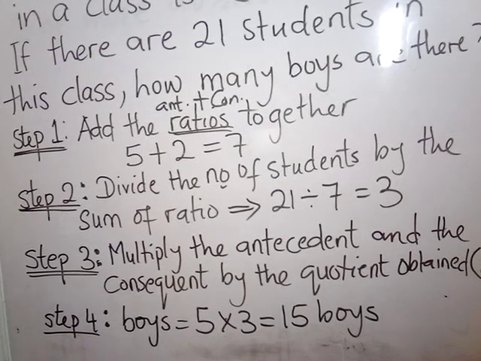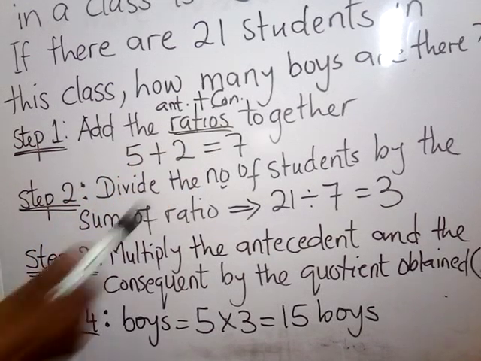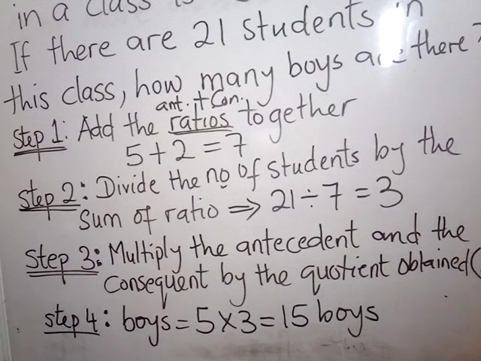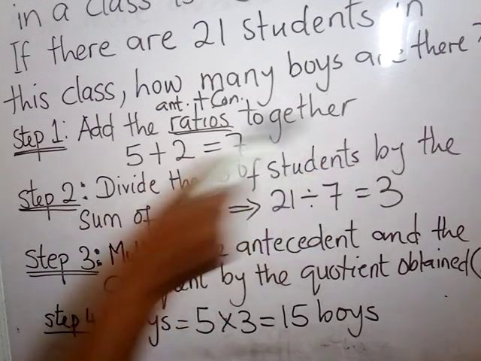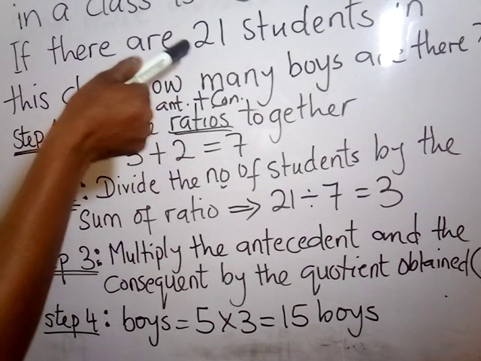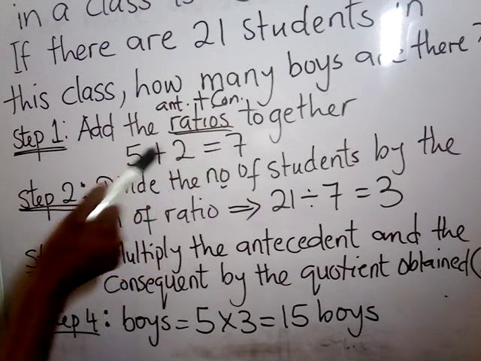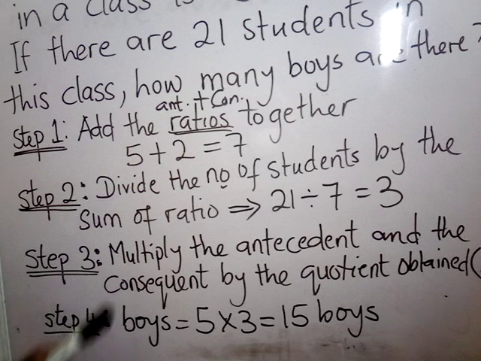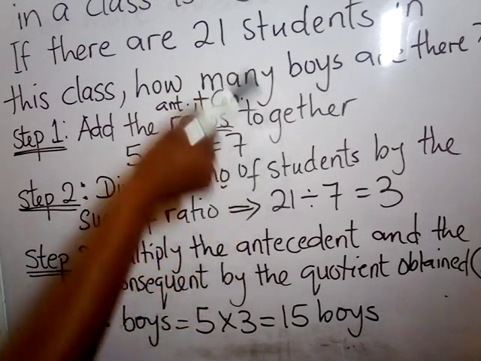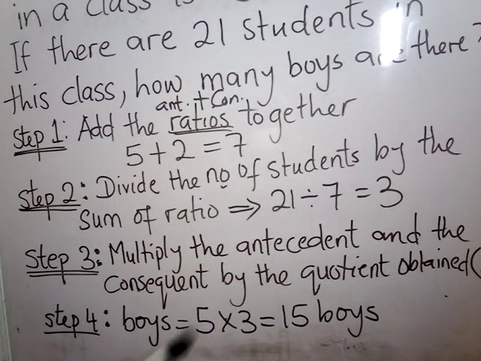So the next step, after adding the antecedent and consequent, which in this case gives 7, is you divide the number of students you have by the sum of the ratio. Here we have 21 as the number of students, and the sum of the antecedent and consequent is 7. So we divide 21 by 7, and your answer will be 3.